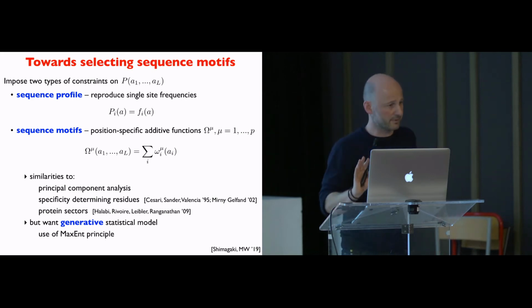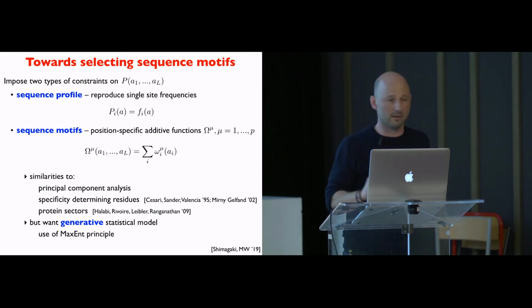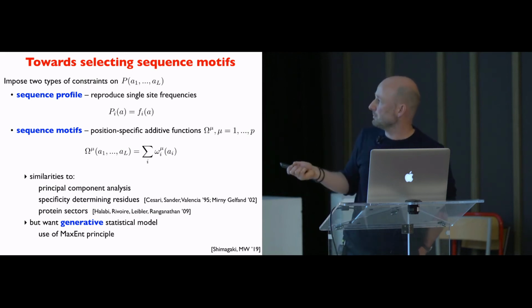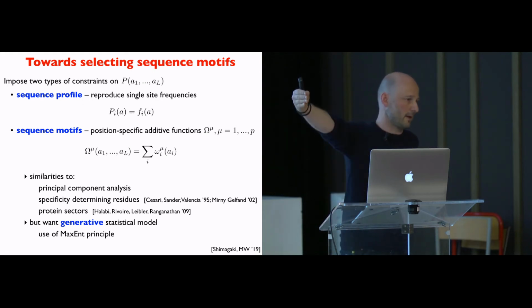So this one we have kept, but then we have introduced something which is called sequence motifs in computational biology, and it's basically the simplest collective observable you can imagine, because it's an additive function over single sites, and you have a function of the single amino acid in this site, and you add this up.